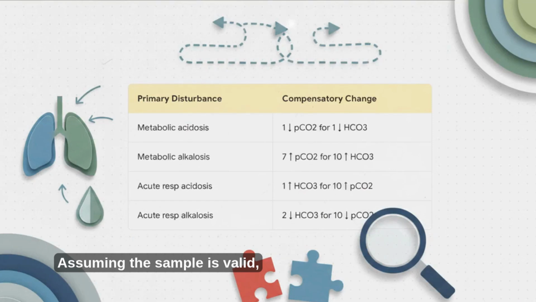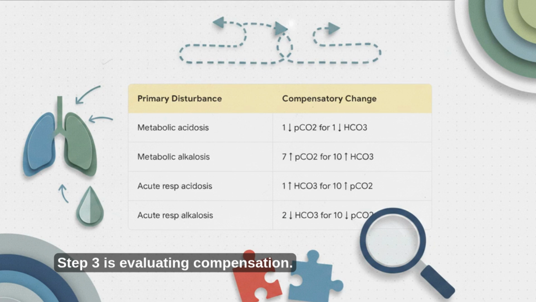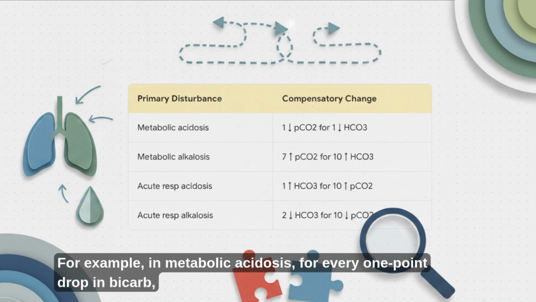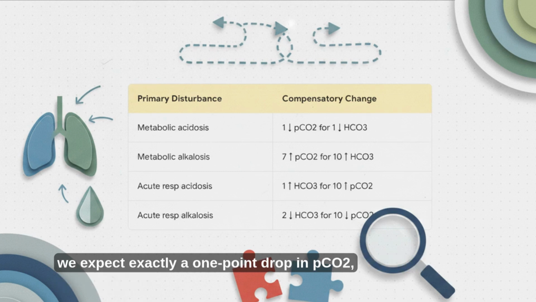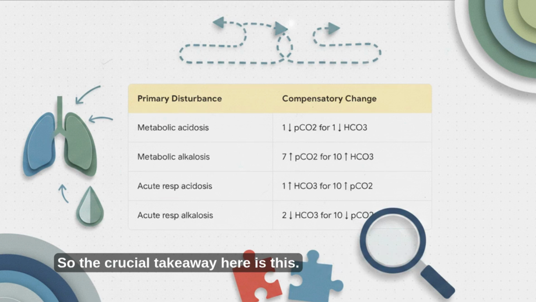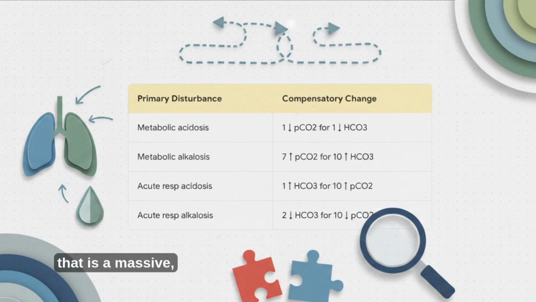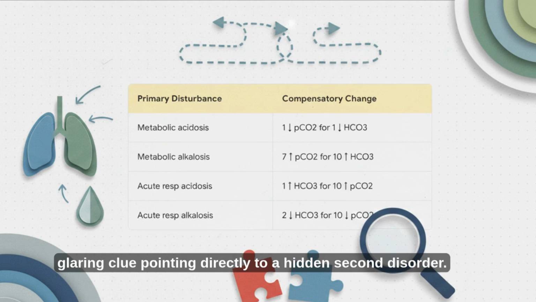Assuming the sample is valid and you've nailed down the primary disorder based on the pH, step 3 is evaluating compensation. To do this, we rely on these bedside rules. For example, in metabolic acidosis, for every 1-point drop in bicarb, we expect exactly a 1-point drop in PCO2 because the lungs hyperventilate to blow off that acid. So the crucial takeaway here is this: when the patient's actual compensation doesn't perfectly match these strict mathematical rules, that is a massive, glaring clue pointing directly to a hidden second disorder.